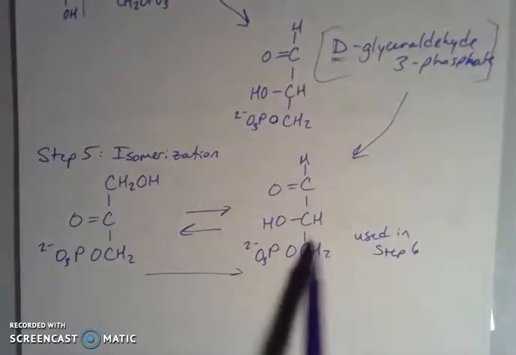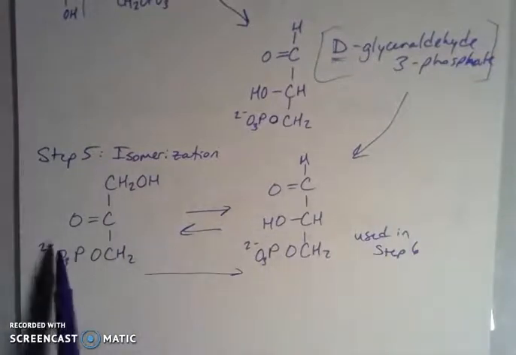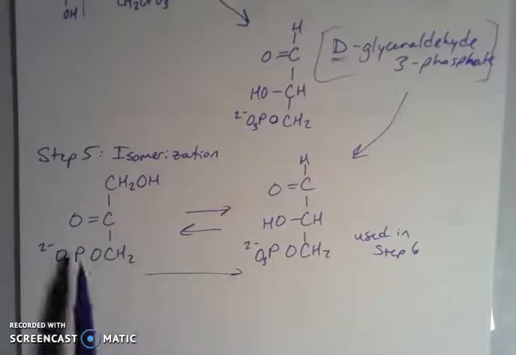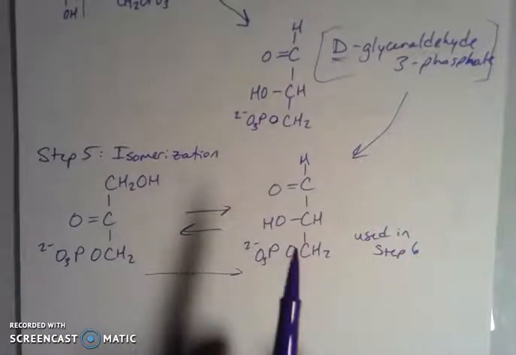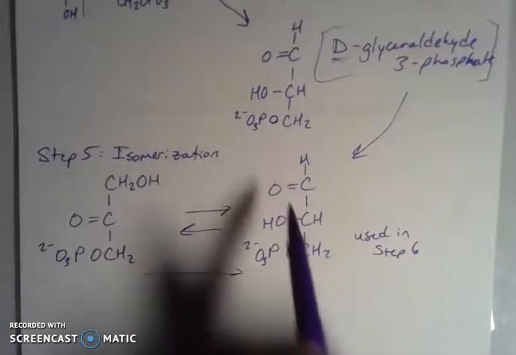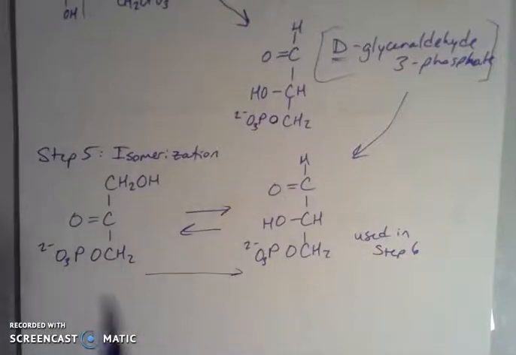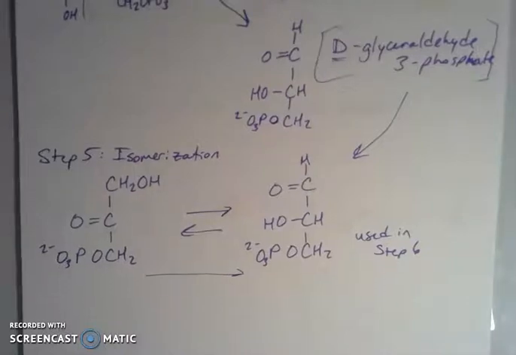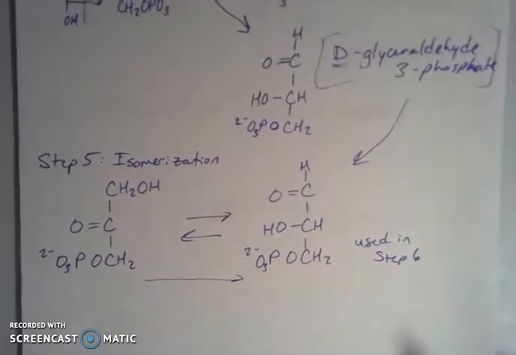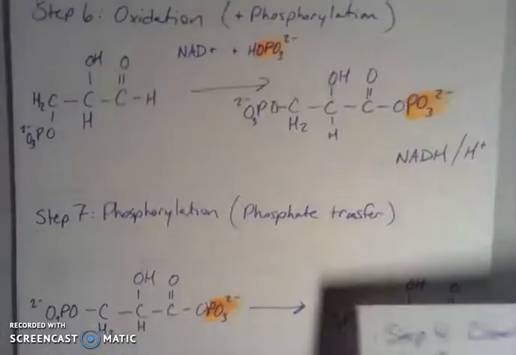That's sort of the magic product here. And even if there is some of this, it's going to keep being pushed in this direction from an equilibrium standpoint as we pull this one out and get used up. Because this is the one that gets used up, not this dihydroxyacetone phosphate. Clear as mud? Yes. Okay. So those are my first 5 steps.